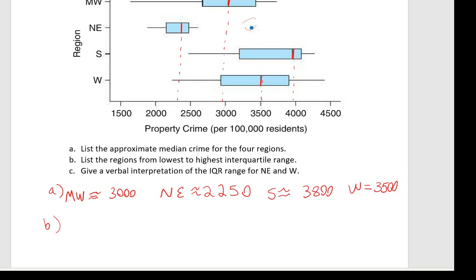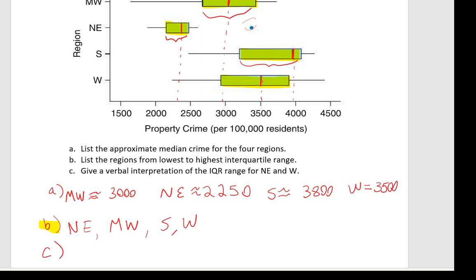Now, if we want to list the regions from the lowest to the highest interquartile range, the interquartile range is the size of the middle box. So I'm highlighting the IQR, it's that distance. If we were to do them from lowest to highest, we would start with the one that has the shortest box length. That would be the Northeast, which would be here. The next one with the shortest box length, I would say, would be the Midwest. Then the South has the next smallest, and the West has the largest one.